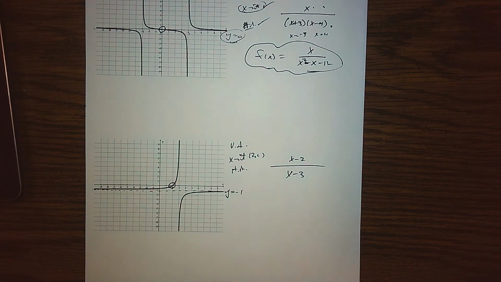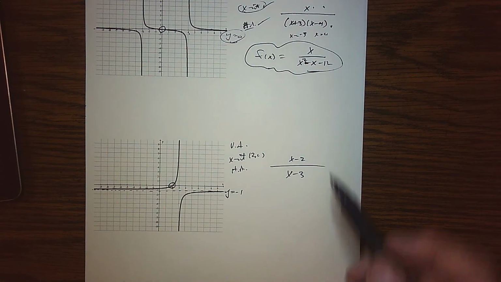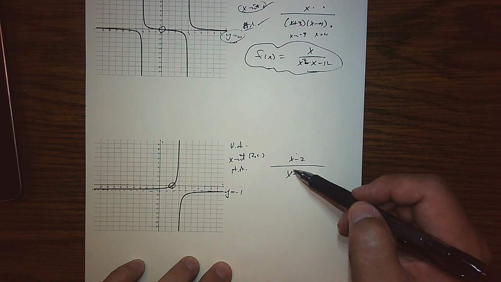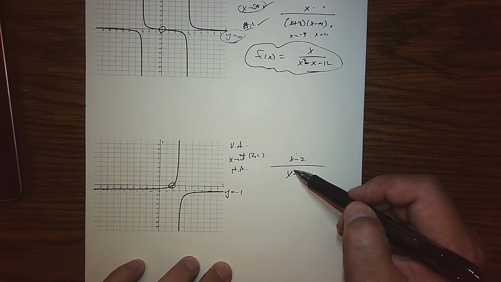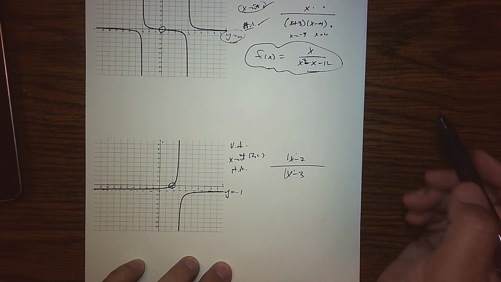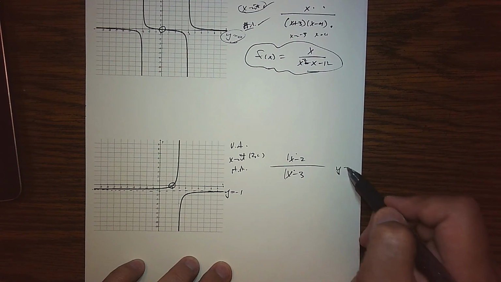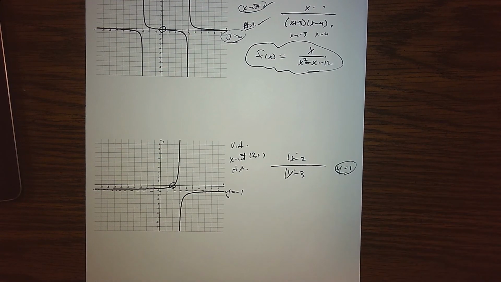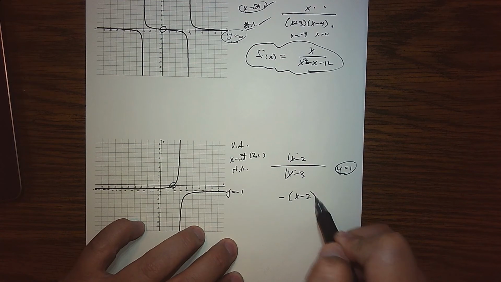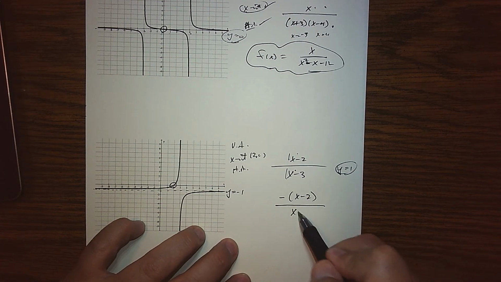And so good news and bad news here. The good news is that I do truly have a horizontal asymptote because my degree upstairs matches my degree downstairs. However, if we stopped here, the lead coefficient is 1 and the lead coefficient is 1. So for my function at the moment, I have y equals 1. So this is real easy to fix. All I got to do is negate the top.